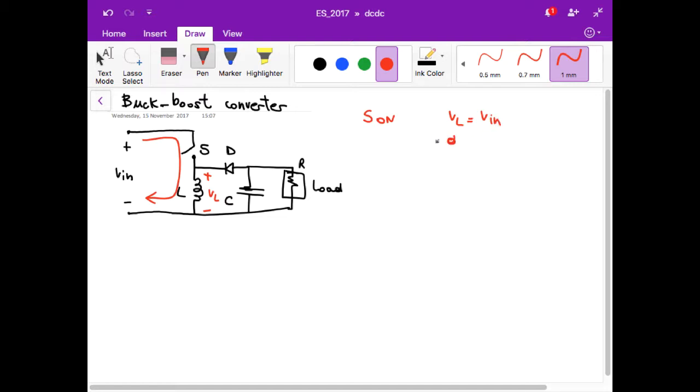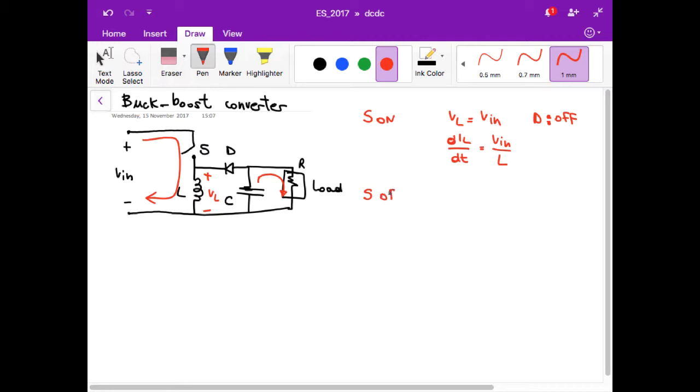The current in the inductor goes up with a derivative equal to Vin over L, and the diode is off. This is because the cathode is at the highest voltage in the circuit, so the diode must be off. When the diode is off, the load is only connected to the capacitor, so the capacitor discharges itself on the load and provides the current to the load.